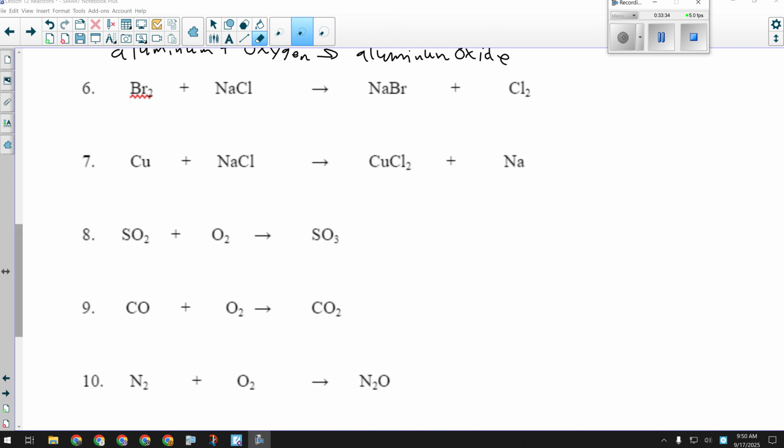All right, so for number 6 here, we've got bromine. That's its elemental form. And we've got sodium chloride.